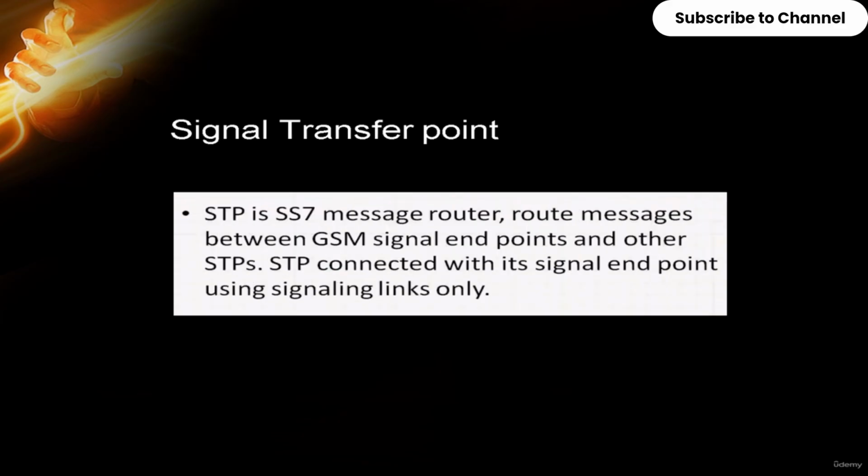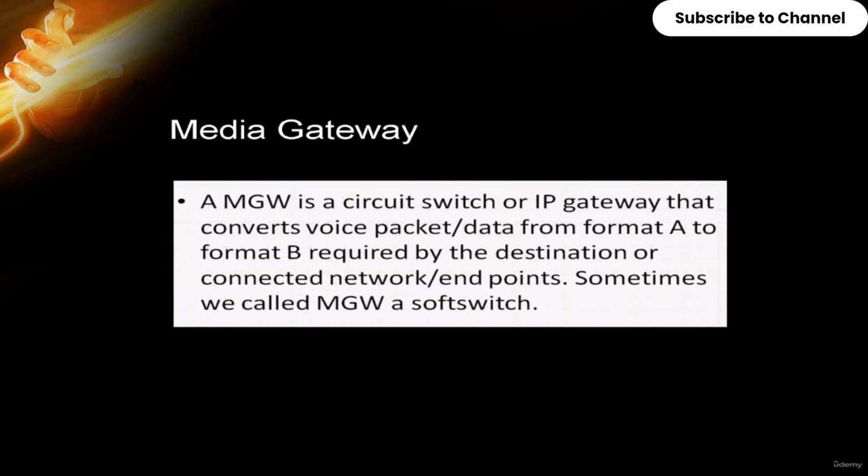So next is the signal transfer point. The signal transfer point is used to route the messages with the help of GSM signals. It is a signal endpoint and it is used to route the messages between the various visitors. Then the media gateway, it is a circuit switching network which is the IP gateway, and it consists of various formats, and it is used to send and receive messages with endpoints. So it is also known as a soft switch in media communication.